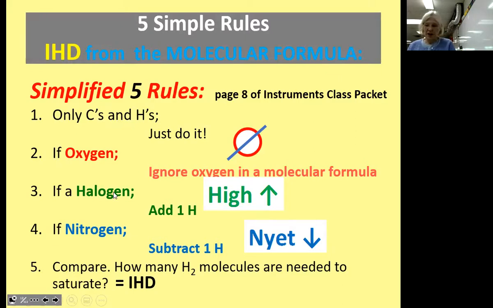If there's a halogen, manipulate your given molecular formula to add 1 hydrogen. I think like halogen, higher, add 1 more. That's a clue. Halogen, add 1 more, higher number of hydrogens. If there's a nitrogen, subtract 1. I think of the word niet, no, take it away.